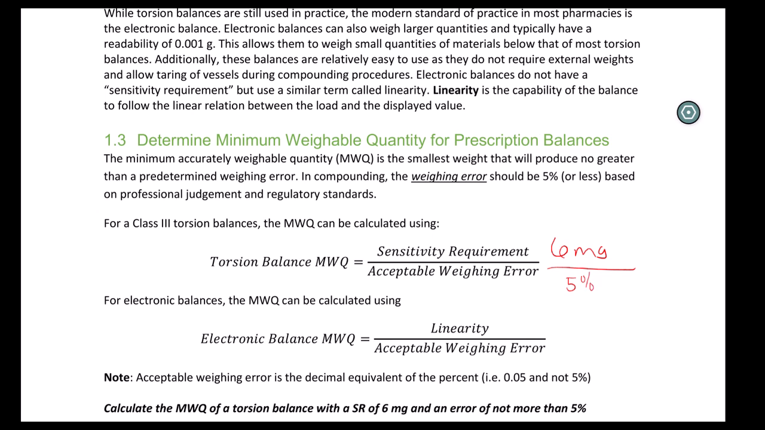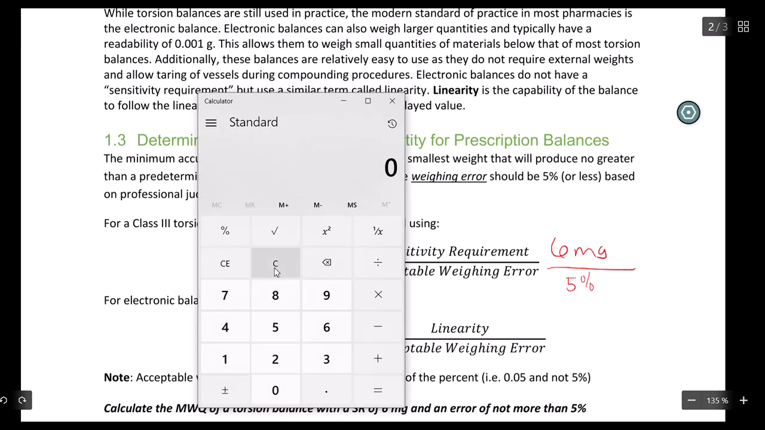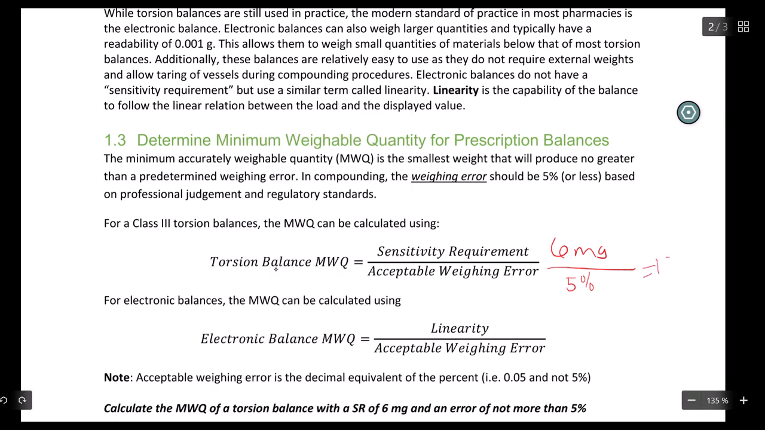If I take 6 and I divide that by 5%, I am going to get 120. This is 120 milligrams. This percent, I can turn into the decimal 0.05. This is what would be the minimum weighable quantity of a balance if the sensitivity requirement is 6 and the measurement of error that we have is no more than 5%.